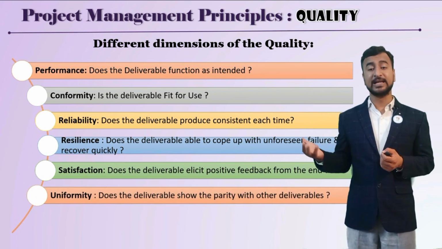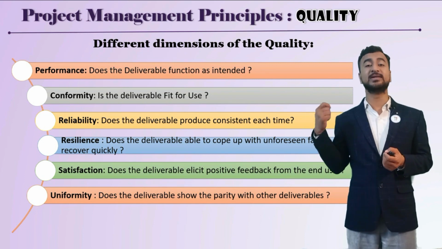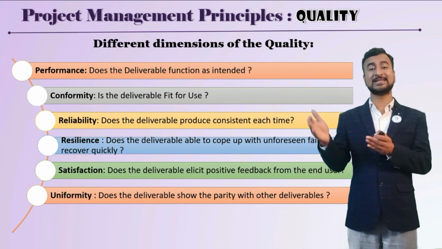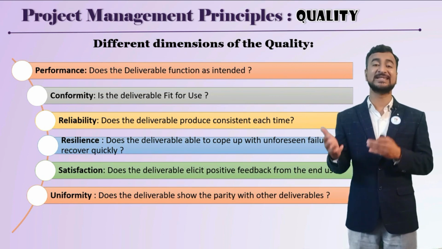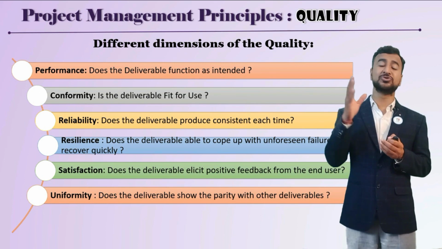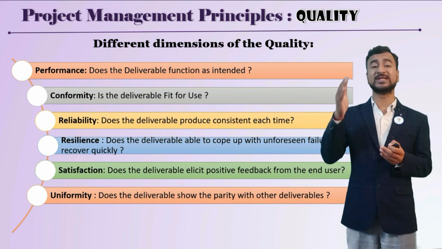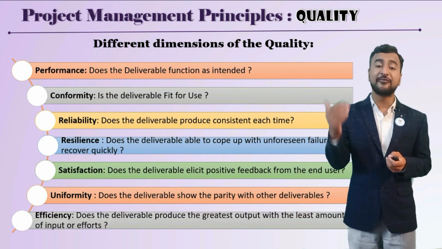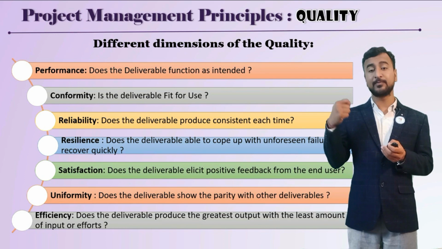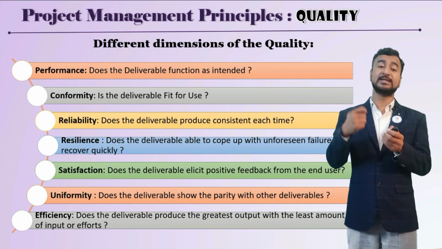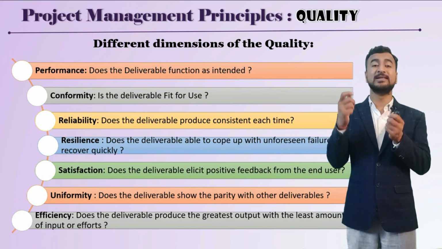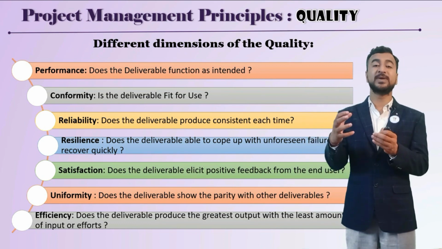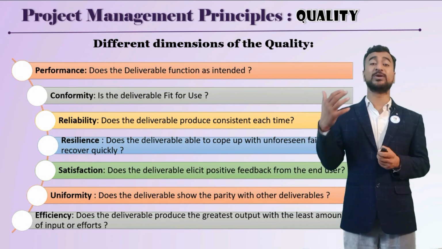That is related to uniformity. Does the deliverable show parity with other deliverables? For example, one product comes up with one size and shape, and the other product comes up with a different size and shape. That is not uniformity. Every time you should produce the same product with the same quality and consistency. Then efficiency: with the least effort you can create a great output. With the minimum input, how much maximum output you can get, that is related to the efficiency of the project.